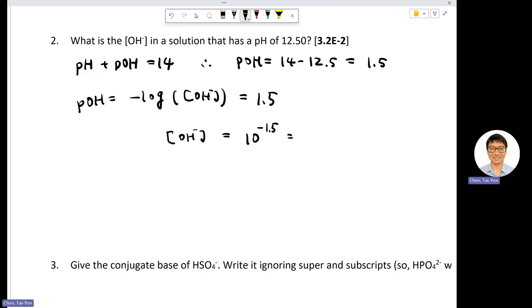Once you do the calculation, you should get a value of 0.0316, which is 3.16 times 10 to the negative 2. So that will be your OH minus concentration.